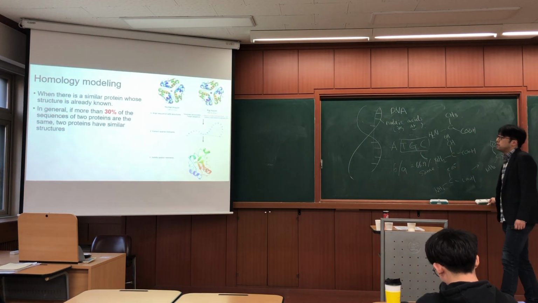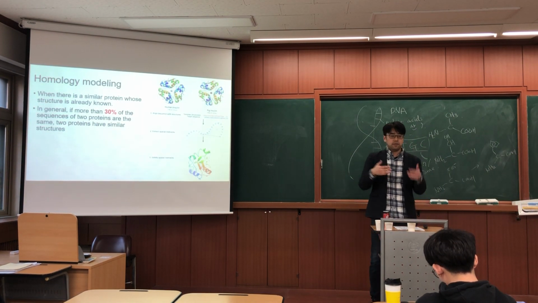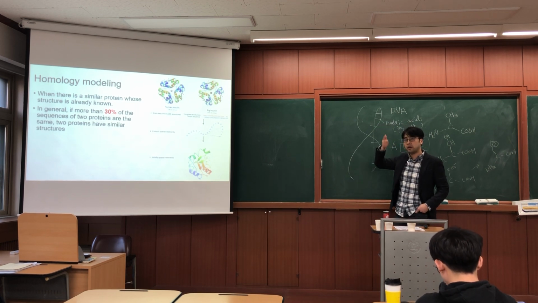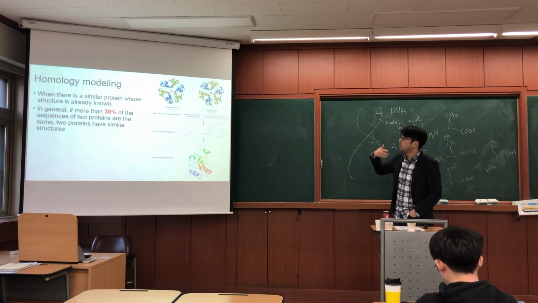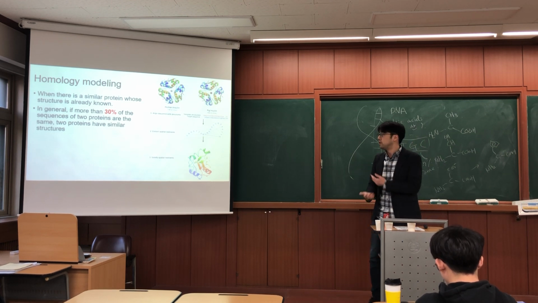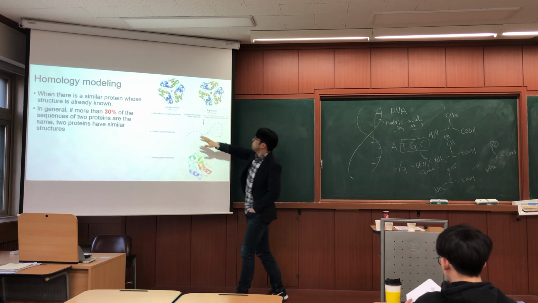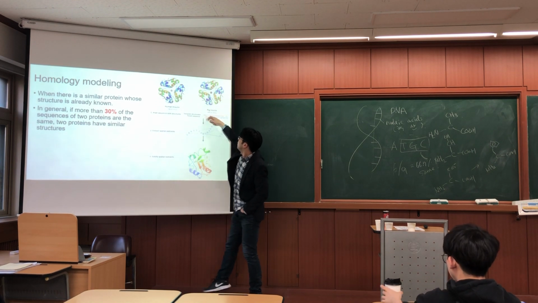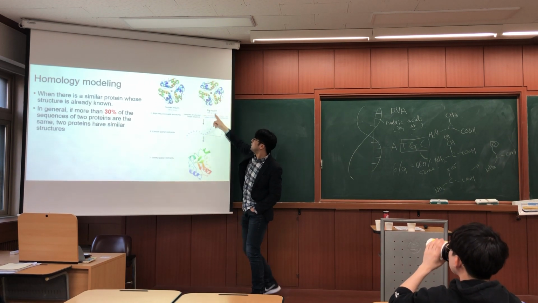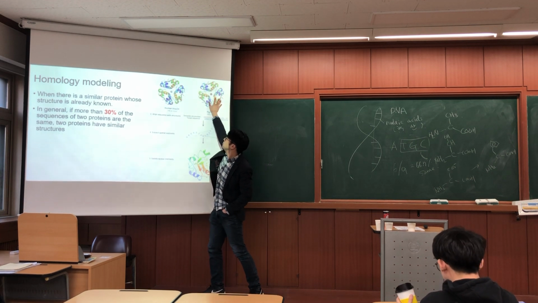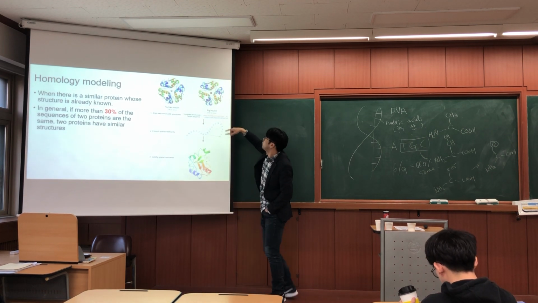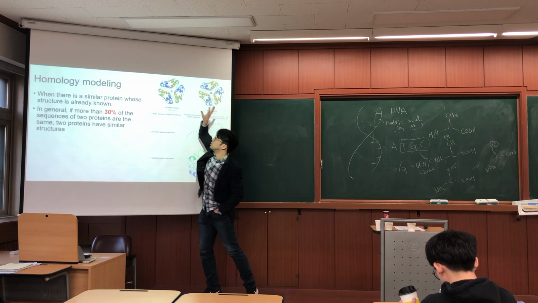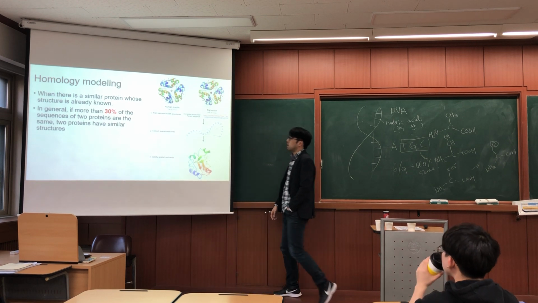But in general, when two sequences are aligned, if 30% of the amino acid pairs are the same, then their structures are generally very similar. Let's assume we don't know the structure of this one, but we know that one. Once we find these two sequences are very similar, this one must look like that. Then we can predict its structure by imposing this sequence onto the known one, and model it quite easily.